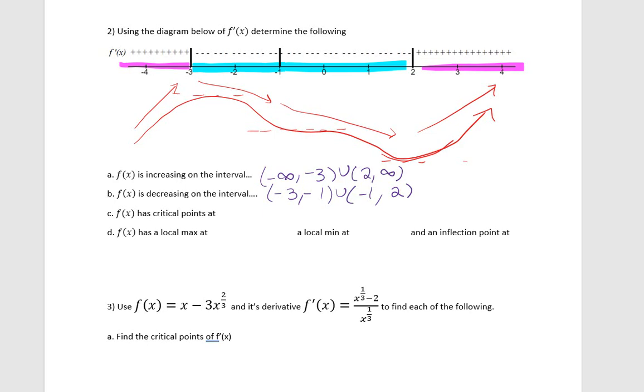I don't want to include the negative 1 because since they have a little cutoff here, I'm assuming that the derivative either doesn't exist or is equal to 0, so I don't want to include that point. My function is going to have critical points at x equals negative 3, negative 1, and 2.